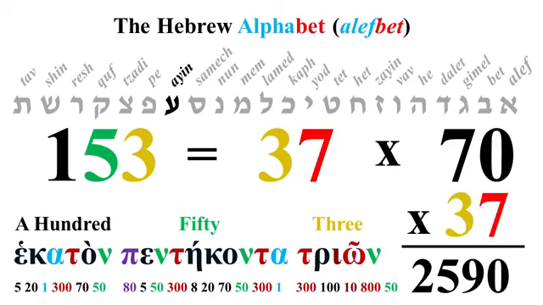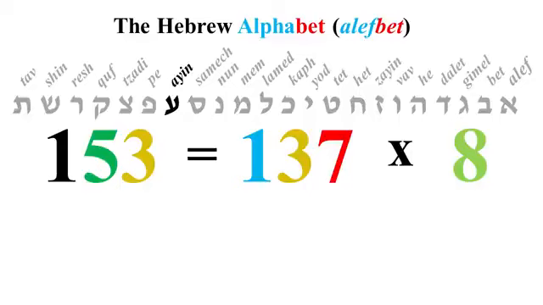How clever. There's our 37. He's got it hidden everywhere. And by the way, we remember, not only does he have 37 hidden, he has 137. And 137 is also a factor of 153. 153 is 137 times 8. How do you say?